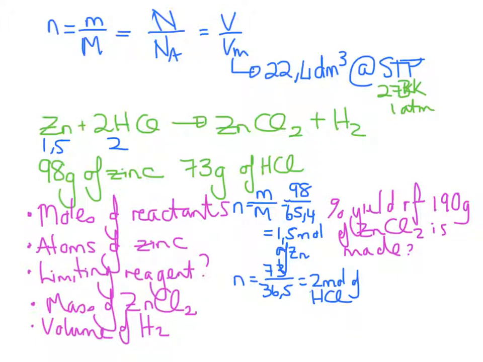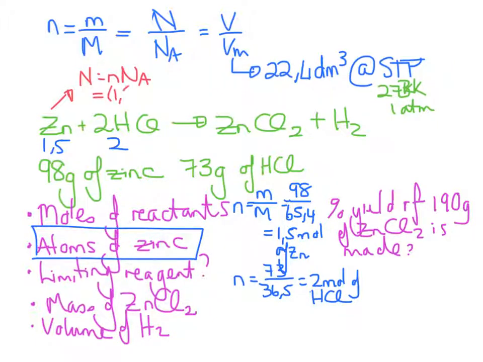What we now need to do is take a look at what they ask us in the question. First, how many atoms of zinc do I have? So I've got 1,5 moles of zinc. Let's try and work out the number of atoms there. So I'm going to say number of particles is equal to number of moles times Avogadro's number, which is equal to 1,5 times 6,02 times 10 to the power of 23, and I land up with an answer of about 9 times 10 to the power of 23 atoms of zinc.